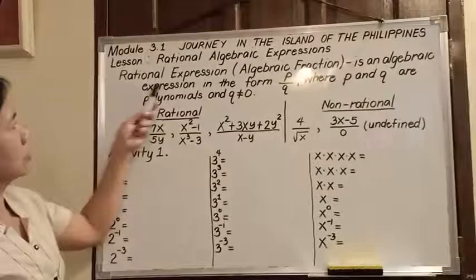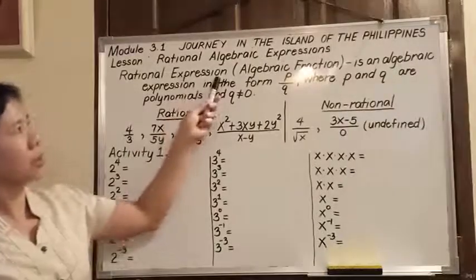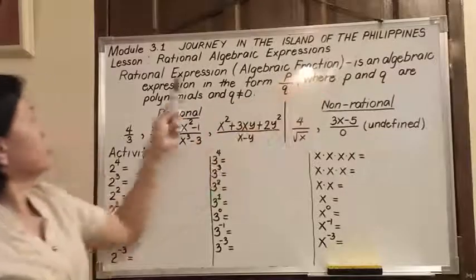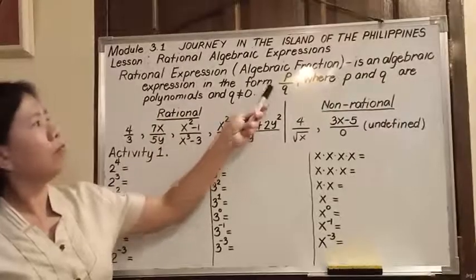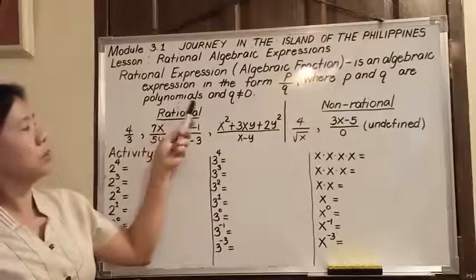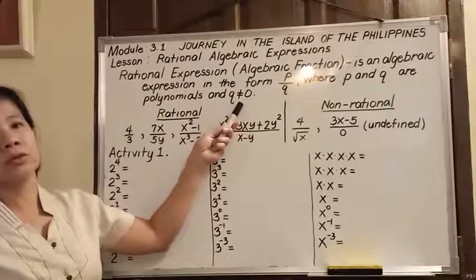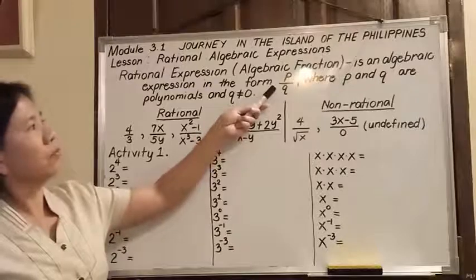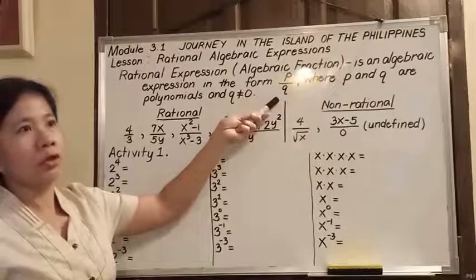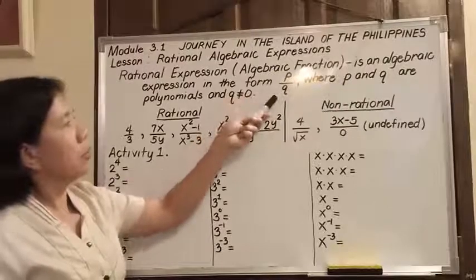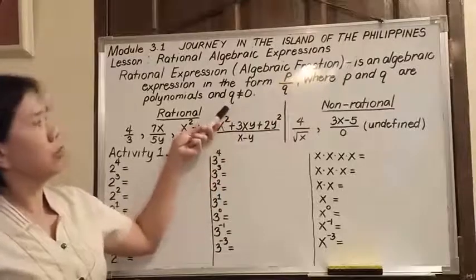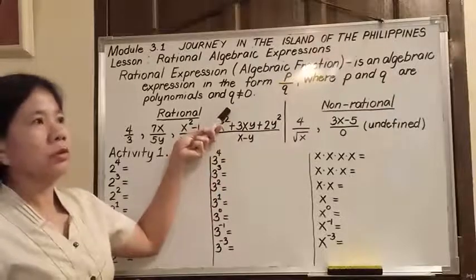When we say rational expression or rational algebraic expression, or what we call algebraic fraction, it is an algebraic expression in the form of P over Q, where P and Q are polynomials and Q is not equal to 0. From this form, P is the numerator, Q is the denominator. P and Q should be both polynomials, and the denominator Q must not be equal to 0.